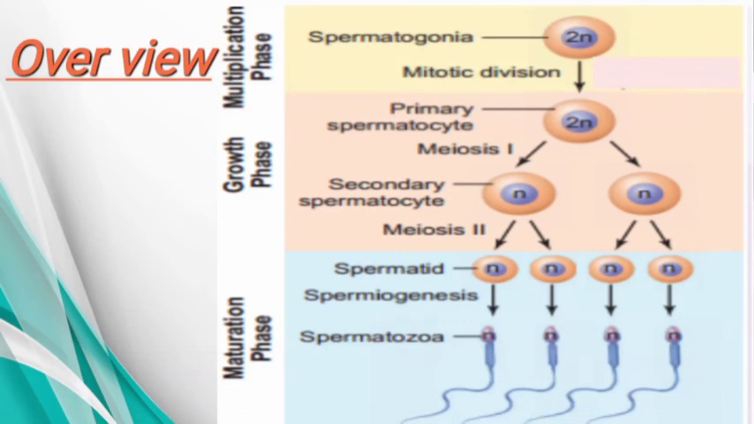Okay, this is about spermatogenesis. We saw an overview here. There are 3 main phases: multiplication phase, growth phase, and maturation phase. In the multiplication phase we see mitotic cell division, and in the growth phase, meiotic cell division. Here, first and second meiosis we see, and in the maturation phase, haploid spermatids are present.